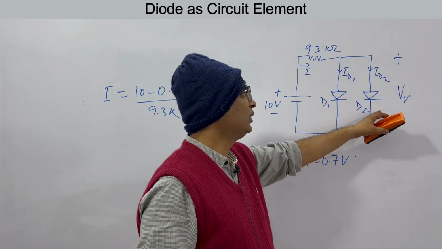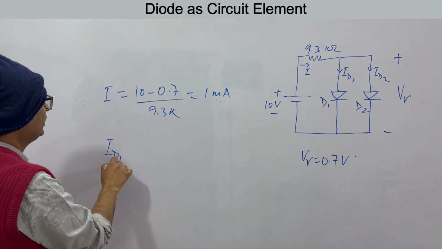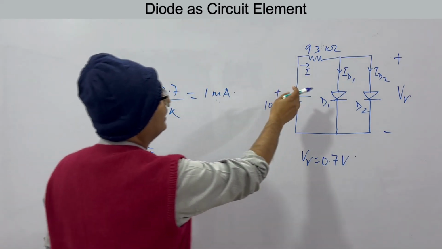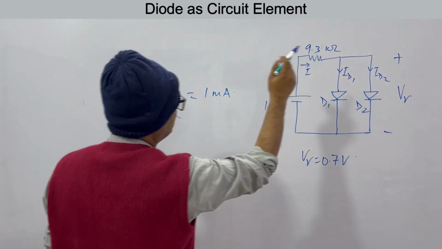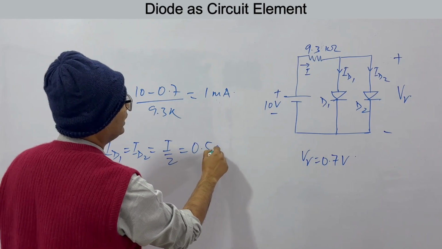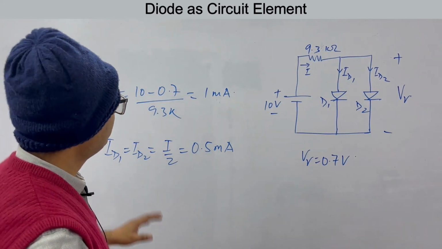Now when these two are identical, ID1 will be equal to ID2. That will be half of this I. Half the current will go to this side, half the current will go to this side, that is I by 2. So you will have 0.5 milliamperes in each diode branch.